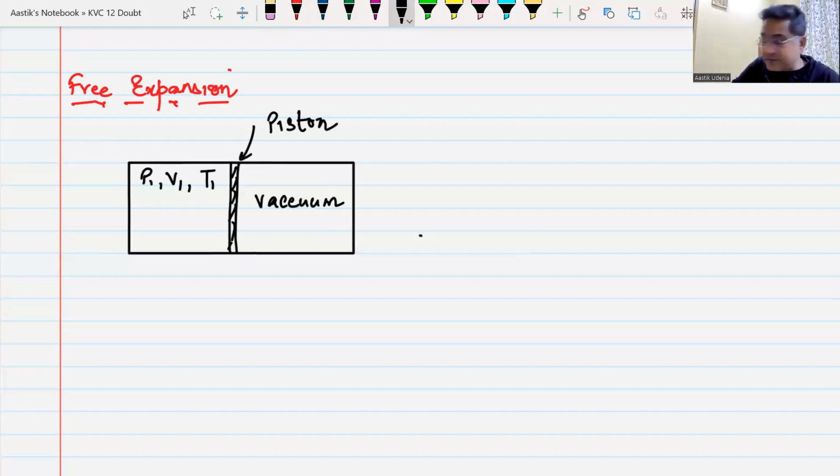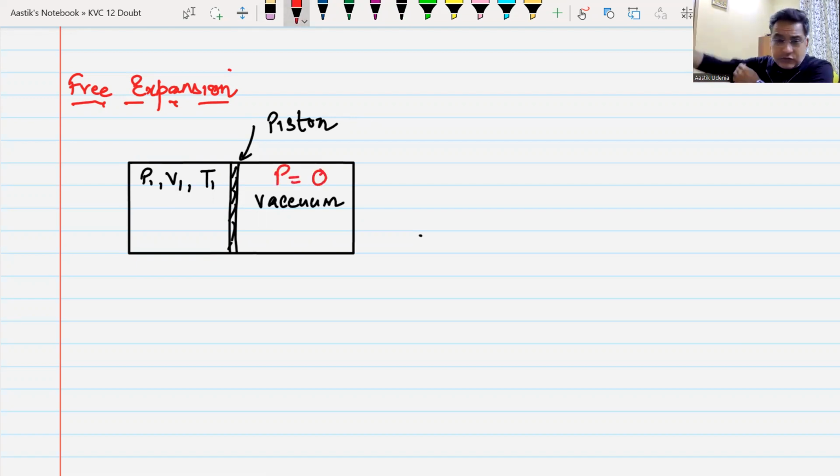Now remember, whenever we talked about work done by the gas, we have seen it as an integral of P dV, but I have told you that the pressure we are talking about in work done is the external pressure and not the internal pressure. Do we remember it? Yes, sir. So here the external pressure is zero, because this side there is vacuum, so there is no pressure on the other side.